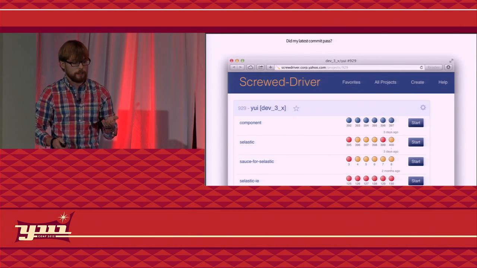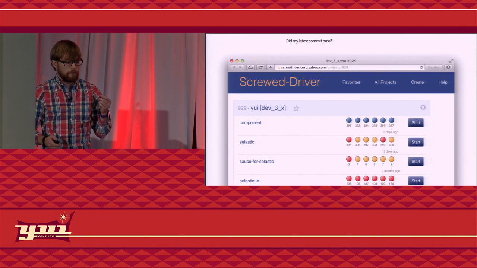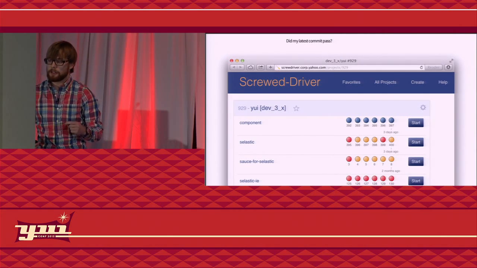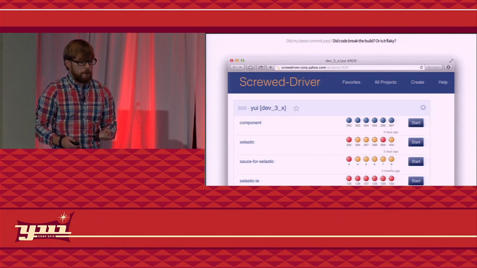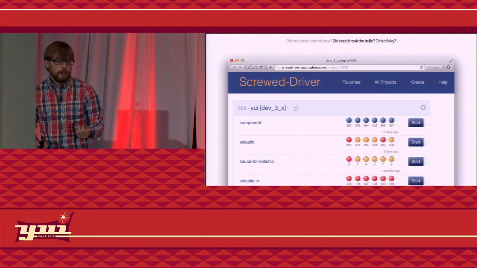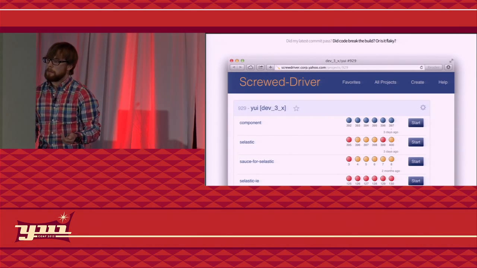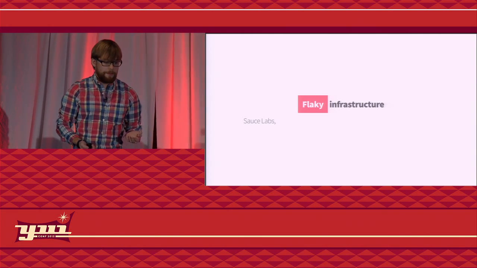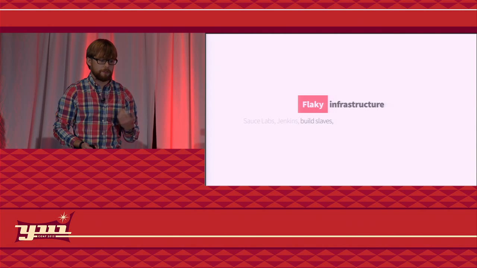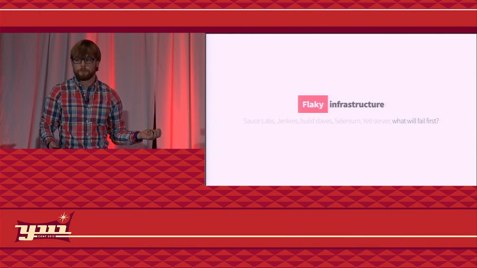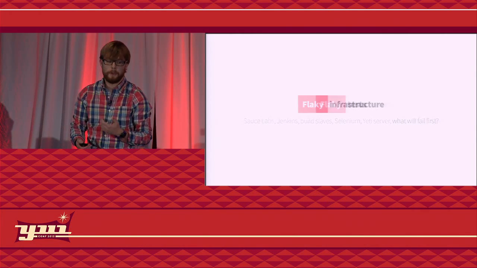You're looking at this, and there's no indication that the last build that ran is actually the latest code. The other thing you don't know is, if it's yellow, is that a flaky test or not? We don't know. If it's red, was that an infrastructure problem, or is that a legitimate problem? We don't know. And this is all really bad. So you get flaky infrastructure with all kinds of sources: Sauce, Jenkins, build slaves, Selenium, Yeti. It's just what's going to fail first. So you're going to have this problem.